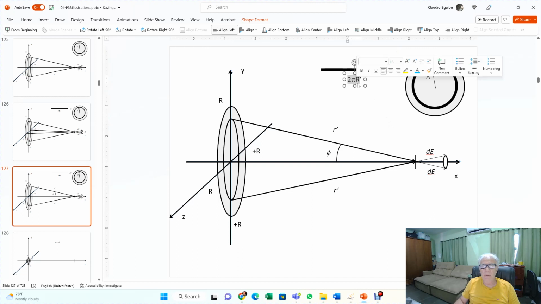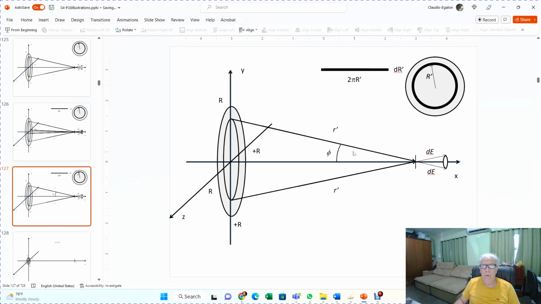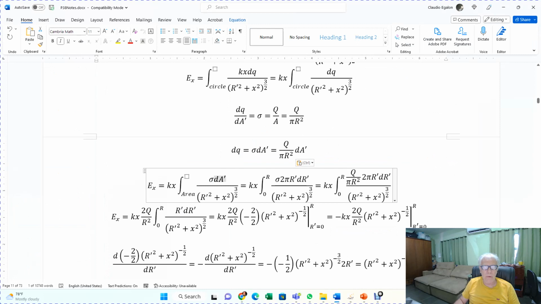Don't forget this one is capital R prime, so we don't mix up with this r prime. And also this r prime here is different from this big R, because it's the radius of the ring, not the radius of the circle. Okay, 2 pi r prime dr prime. And now we have my integrating variable, which is this r prime.